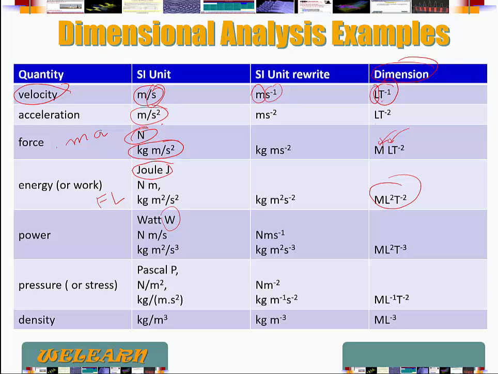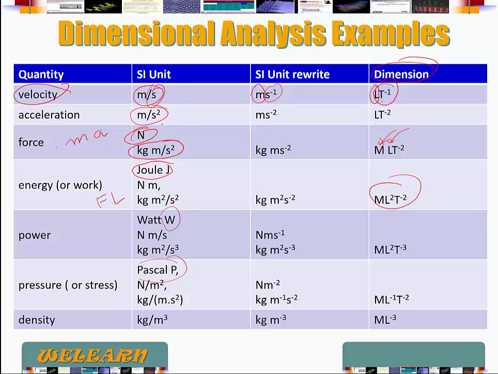Pressure or stress is given in what we call pascals, which is a force over area, newtons per meter squared. Remember, a newton is kilogram meters per second squared, so it's kilogram meters per second squared divided by meter squared. So that gives us kilogram divided by meters times second squared, which is kilogram meters to the power minus 1 seconds to the power minus 2, which is, in dimensional analysis, M L to the power minus 1, length to the power minus 1, and time to the power minus 2.